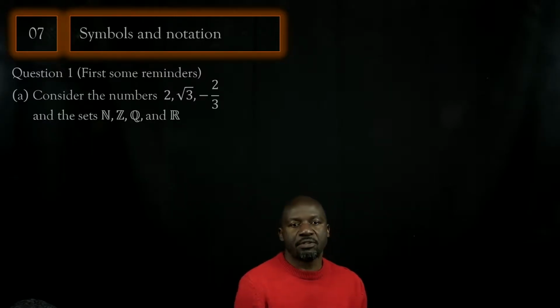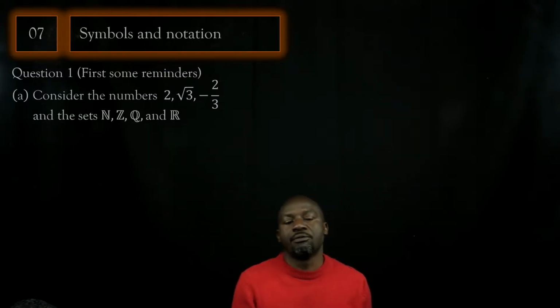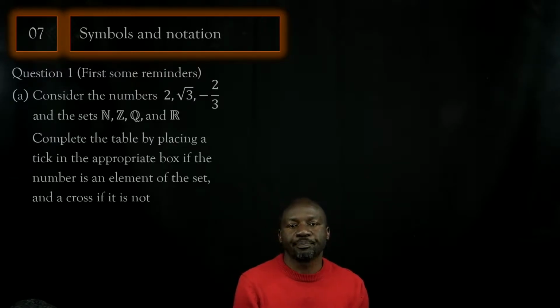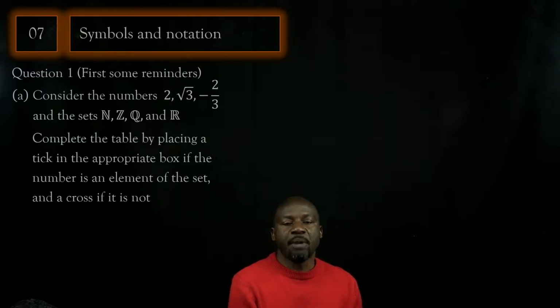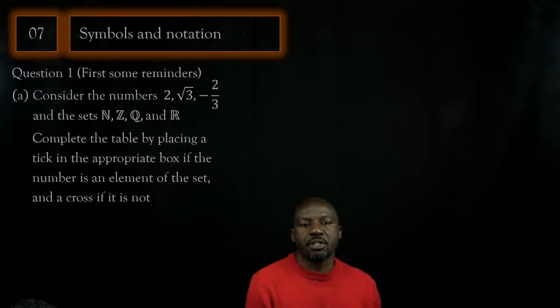This is to remind you of some of the symbols we've used already at the beginning of MYP5. We know about these symbols for special number sets. Okay, so let's look at a question on this. It says complete the table by placing a tick in the appropriate box if the number is an element of the set, and put a cross otherwise, all right? So if it's not an element of the set, you'll put a cross, okay?